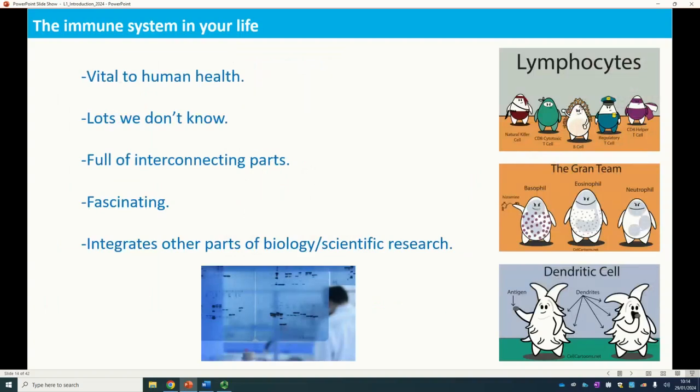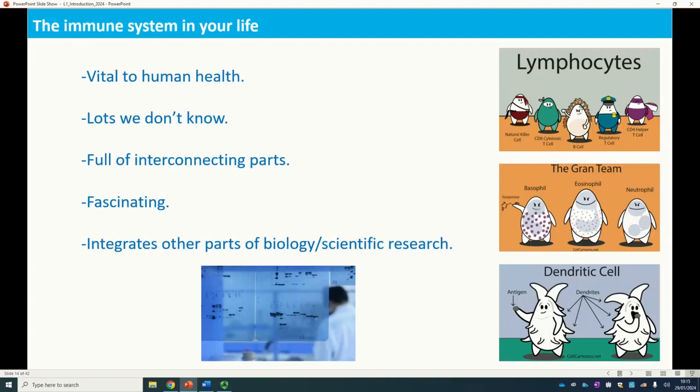So we continue to look at the immune system. We know that it's vital to human health. There's lots of things we don't know. It's a constantly evolving field, and in fact, the immunology that I learned at university was much more narrowly focused than it is now. As research goes on, it constantly develops. It's full of interconnecting parts, and I put up here some of the family of cells that we'll be looking at. We have our lymphocytes, our granulocytes, and of course our dendritic cells, which all play important parts. And these are all moving around the body, so it's interconnecting.